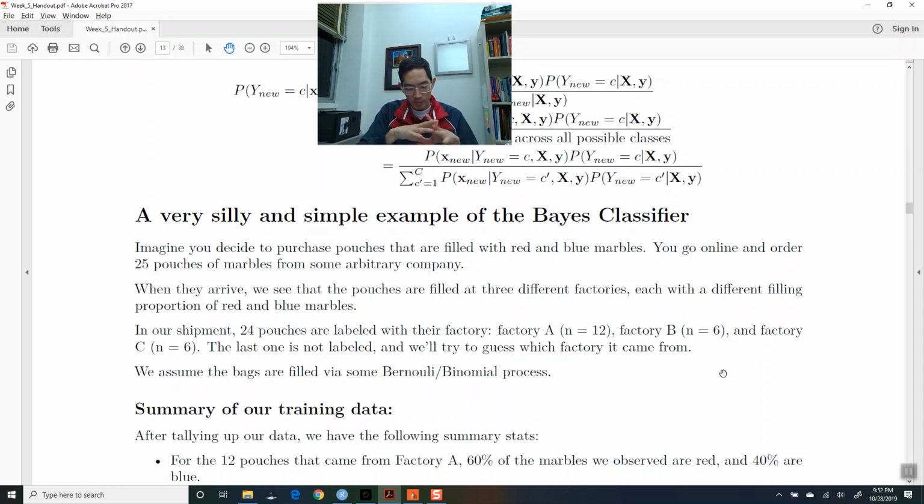But anyway, in your data set of 25, 24 of them are labeled, okay? 12 come from factory A, 6 come from factory B, and 6 come from factory C. And then the last pouch is not labeled, and we're going to try to guess the factory that produced it. And we're going to assume that the bags are filled with some kind of Bernoulli process, right? Like at factory A, this percentage are red and this percentage are blue, and we just take a random sample, and some are red and some are blue, and end up in our pouch.